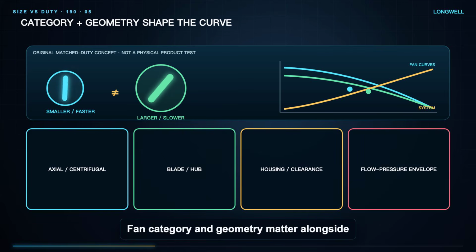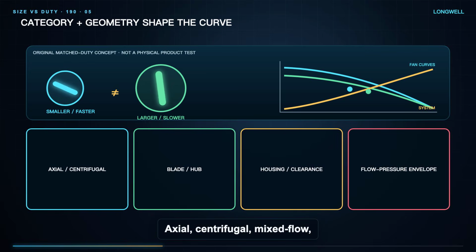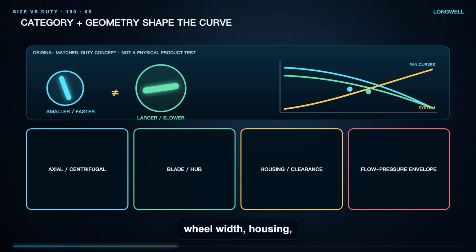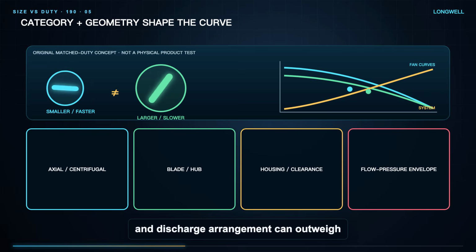Fan category and geometry matter alongside diameter. Axial, centrifugal, mixed flow, crossflow, and propeller designs occupy different pressure and flow envelopes. Blade shape, hub ratio, wheel width, housing, clearances, inlet count, and discharge arrangement can outweigh a simple diameter comparison.